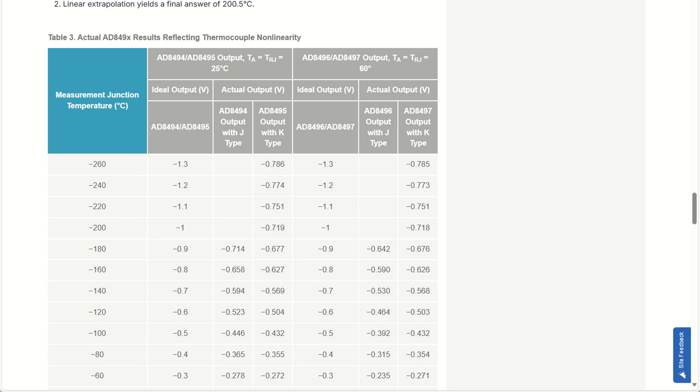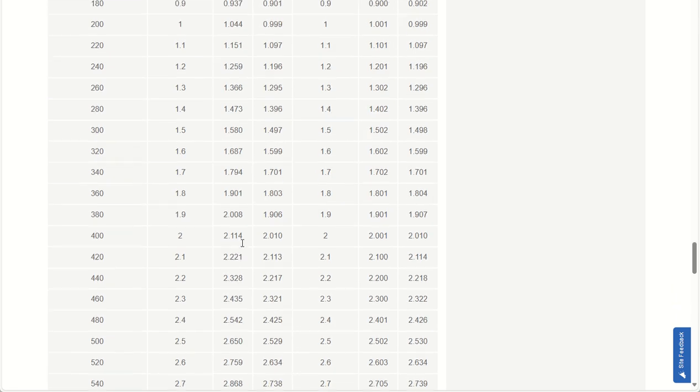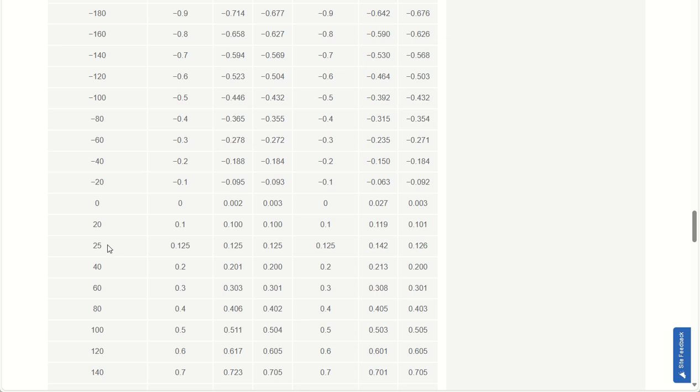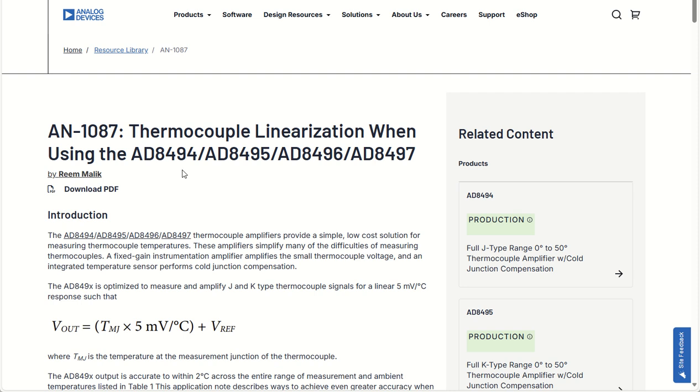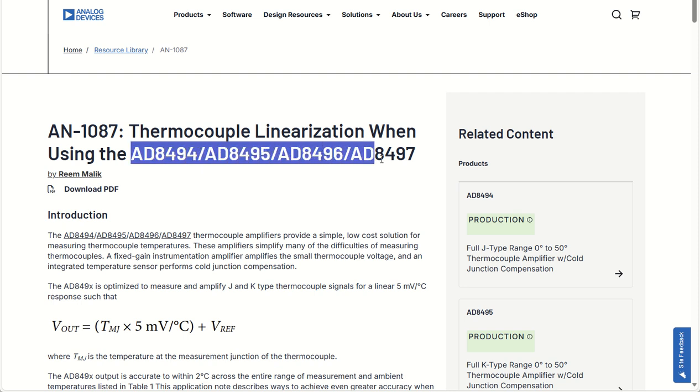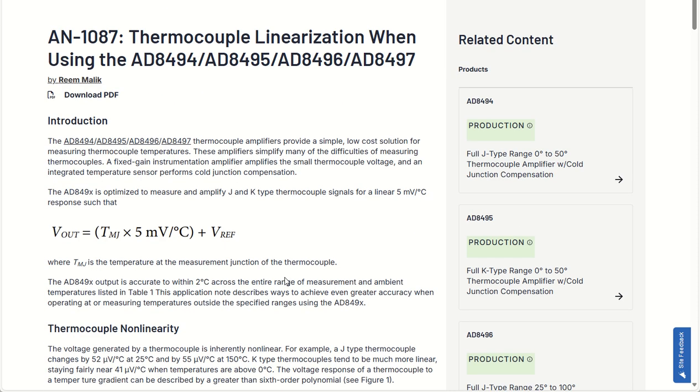So you can see we have the temperature at junction, and whichever IC you want to refer to, you can refer to that. Okay. So 8494, then 8495, 8496, and 8497. You can see for minus 260 degree centigrade, what is the output voltage that you will be receiving. Okay. So the actual output is this much that is coming. Similar to that, for other temperature values, you can see. I think it is given in 20 degree centigrade or 25 degree centigrade ranges. So it's not a linear value, it is giving you somewhat stepped values. Okay. And this complete application note gives you an understanding of how to use the 8494, 95, 96, and 97 thermocouple amplifier ICs for your design.